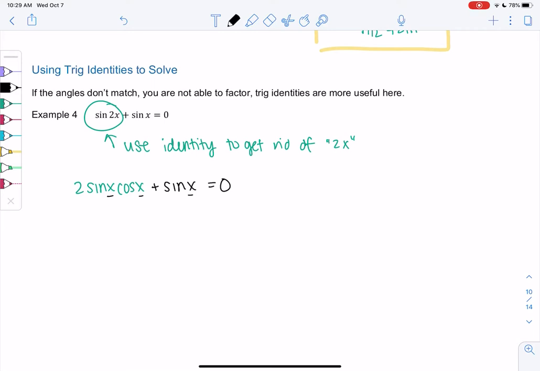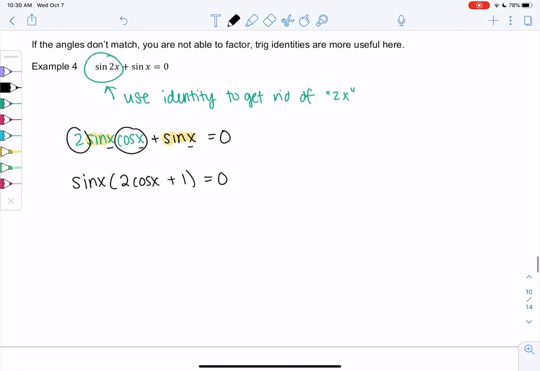factoring easier. So in this case, now I can factor out sine x because they're both sine of x. They're not sine of 2x and sine of x. They're the same function. So we can factor a sine of x out, and we're left with 2 cosine x, and then plus 1, right? When nothing's left over, it's a 1. And we can solve this, right? It's equal to 0, so each factor equals 0.